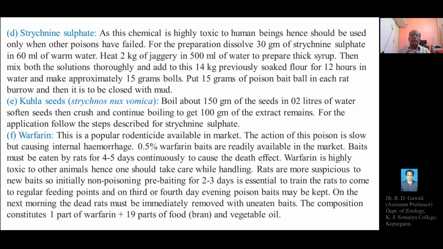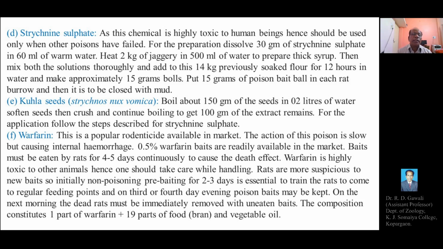So again, 14 kilogram of the previously soaked flour, the jaggery syrup, and the 100 gram of kola seed extract are mixed for the preparation of the poison baits, and these poison baits or balls are kept in the rat burrows for the killing of the rats.